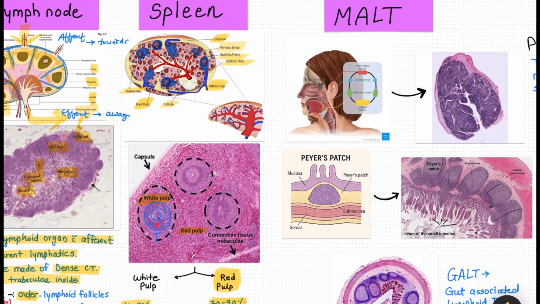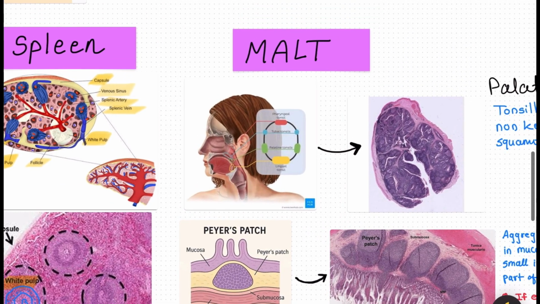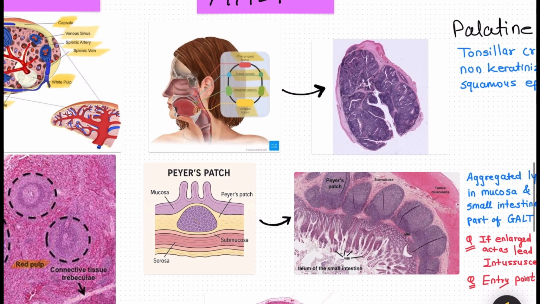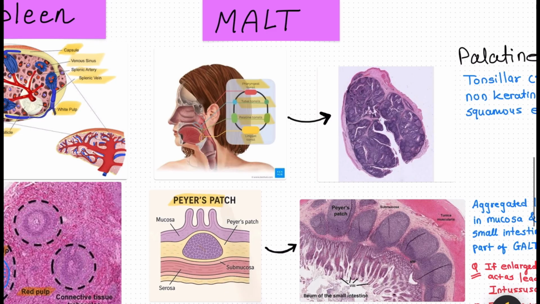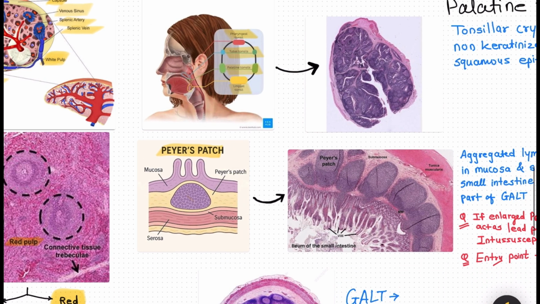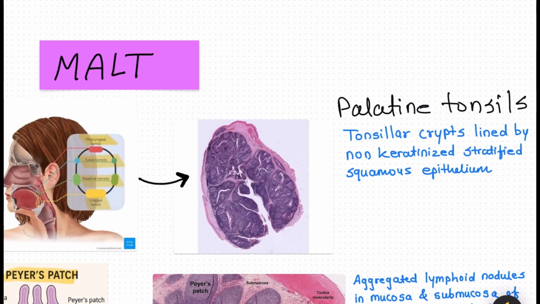Next is MALT. MALT is mucosa associated lymphoid tissue, which includes tonsils, which are pharyngeal tonsils, tubal tonsils, palatine tonsils, and lingual tonsils. And it also includes Peyer's patches, which are associated with the ileum of the small intestine. This is the location of tonsil, and this is the histology diagram of tonsil.